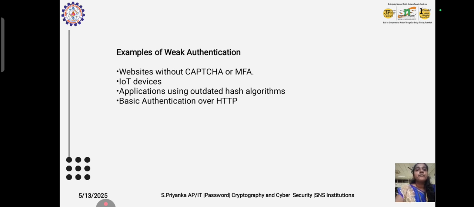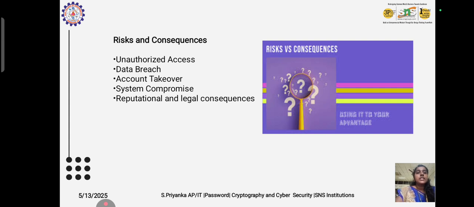Next come the risks and consequences. First is unauthorized access. Here the attackers can impersonate legitimate users. Next comes the data breach. In this case, sensitive data can be stolen or exposed. Next comes account takeover. In this case, the attackers gain control over a user account.